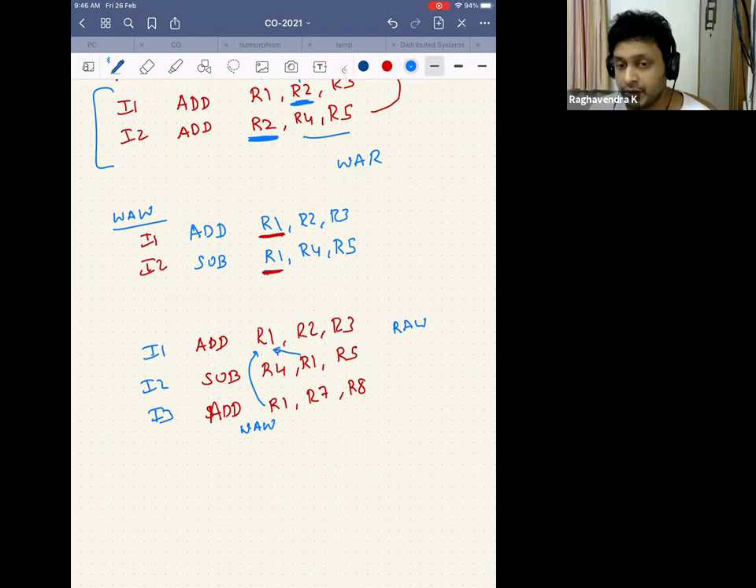Now, whether this hazard will result in a pipeline stall or not is dependent on the pipeline. If you are the compiler, what will you do to remove the write after write hazard? Let's say I am compiling for an architecture where the write after write hazard will result in a stall, and I know this information. How can I remove the write after write hazard in this instruction stream?